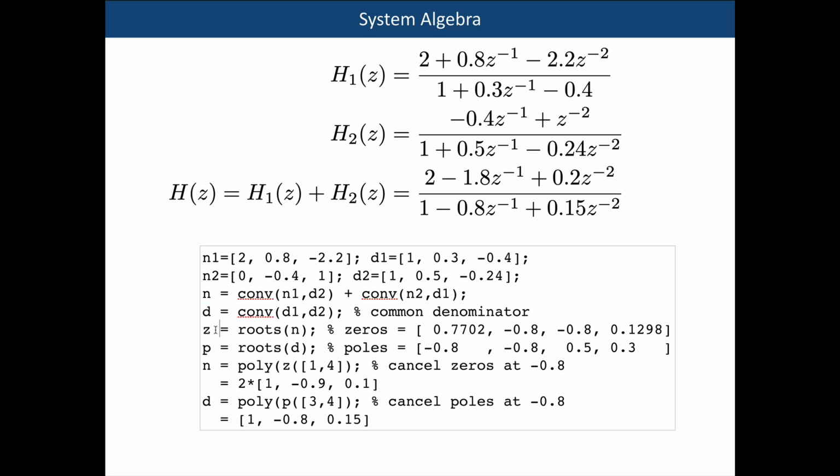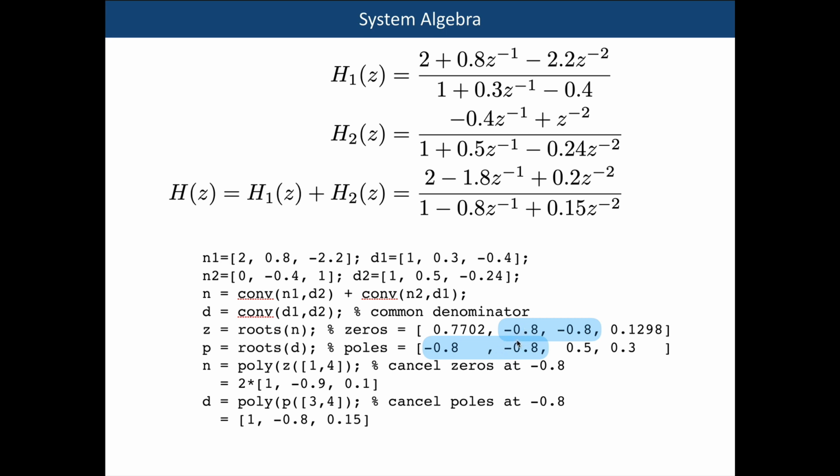Now, let's take a look at the zeros of the combined system. So I'm going to use the roots function to look at the roots of the numerator polynomial, and I've copied those in here, what MATLAB returned, and also the roots of the denominator polynomial of the combined system, and I've copied those numbers in here. And I'd like to just make an observation. Notice that the roots of the numerator polynomial include a second order root at minus 0.8. And the denominator also includes a second order root at minus 0.8. And so those poles and zeros then are going to cancel.